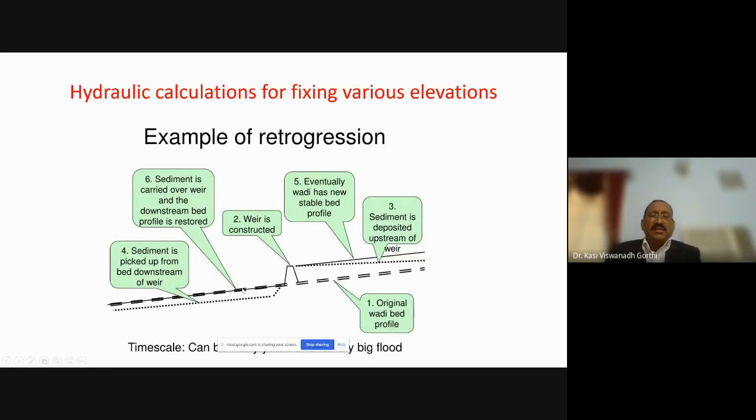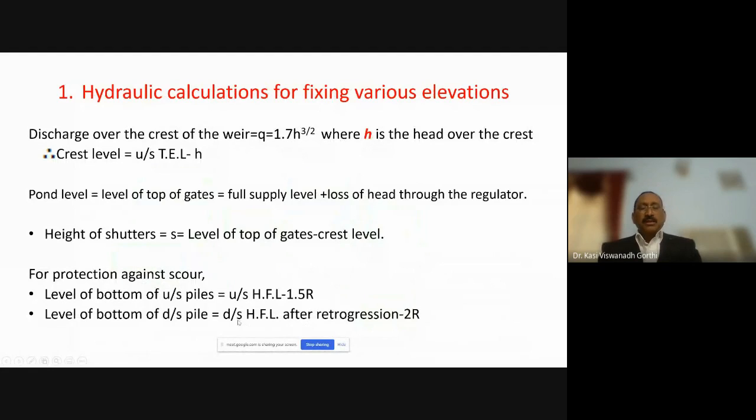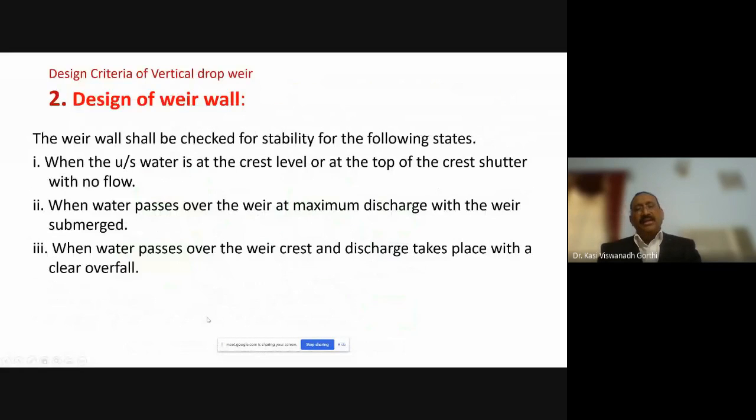This is what is the retrogression. So once the weir is constructed, there will be change in the bed levels because of the sediment deposition. After a few years, it gets stabilized. This is what is called the retrogression. So downstream HFL after retrogression minus 2R gives you the level of the bottom of the downstream pile. Initially, though this data about the retrogression is not known, appropriate values may be assumed based on the practice.